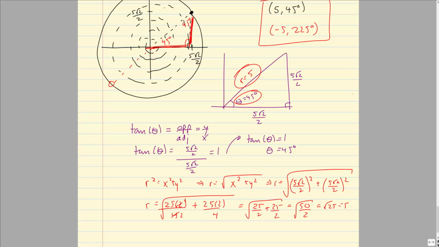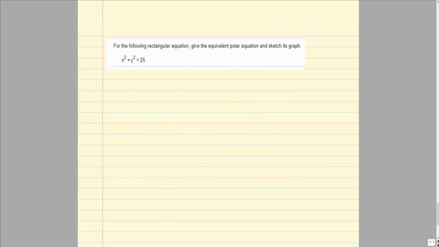Okay, but for this particular example, it turned out pretty slick that we could recognize that the 45-degree angle was involved. So for our next one, we are given a rectangular equation, x squared plus y squared equals 25, and we want to give the equivalent polar equation and sketch its graph.